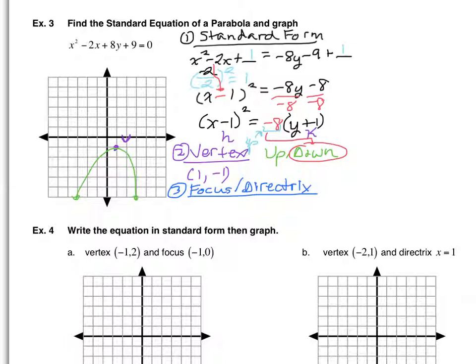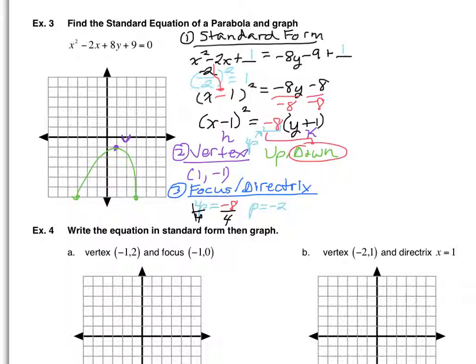But we know what 4p is. So 4p is exactly equal to what value? -8. So to solve for p, we're always dividing by 4 or multiplying by 1/4. And so in this case, p is equal to what? -2. So that means I'm going to go 2 above and 2 below to find my focus and my directrix.